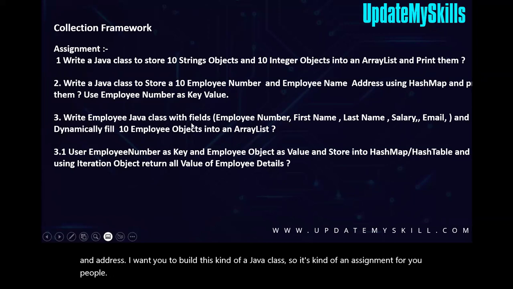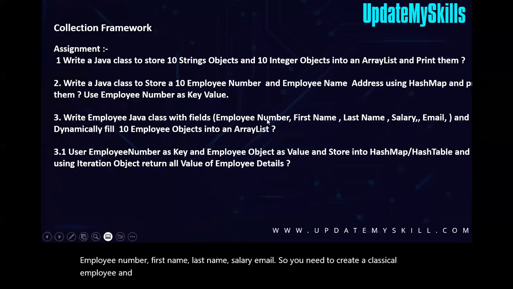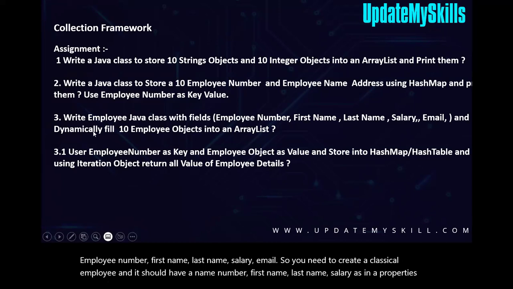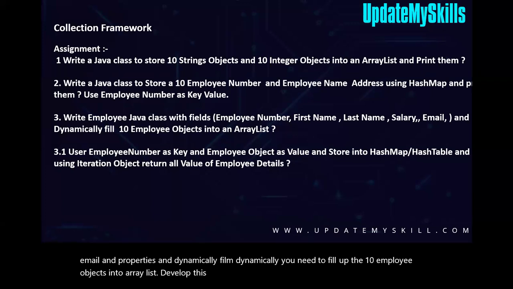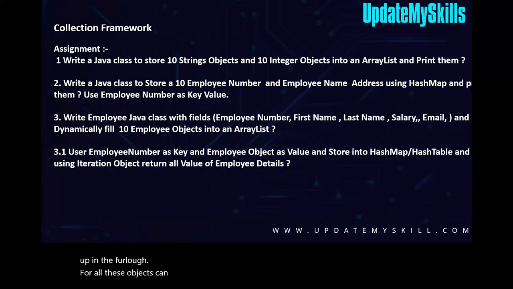Write a Java class with the fields employee number, first name, last name, salary, email. So you need to create a class called Employee and it should have employee number, first name, last name, salary and email as properties. And dynamically you need to fill up 10 employee objects into a list. Develop this code, which means you are not hard-coding. You need to fill up all these objects, 10 employees, in a for loop and fill up the collections dynamically in the for loop.